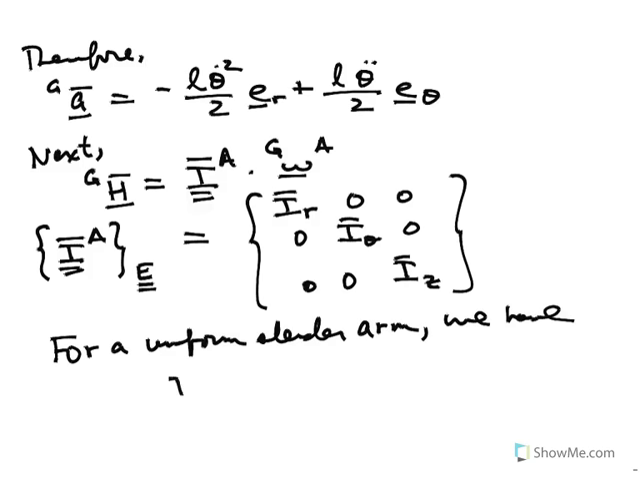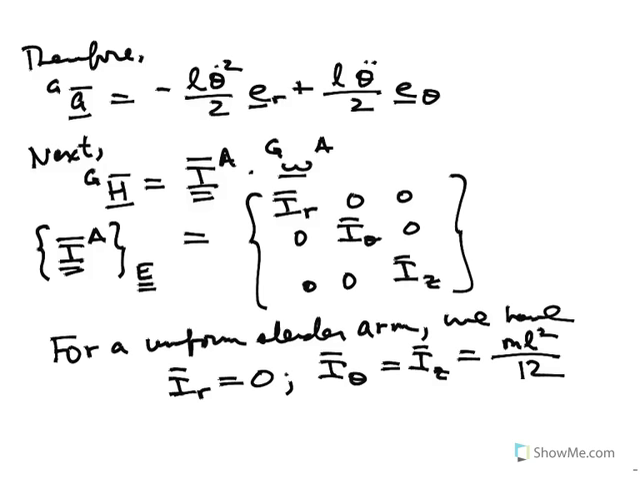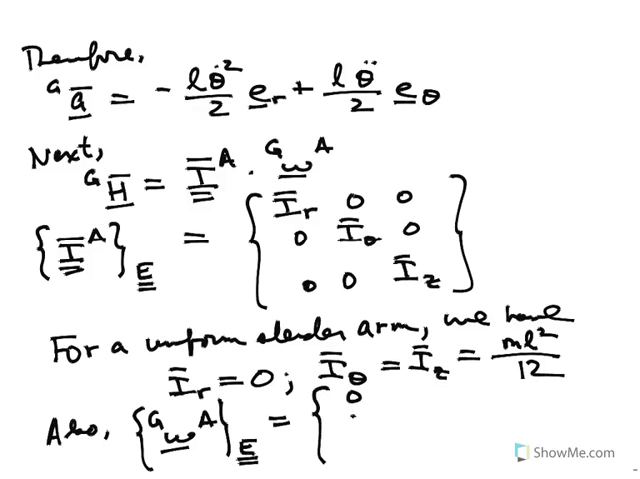We have the following: I_R bar is equal to 0, and I_theta bar is equal to I_Z bar, which is equal to ML squared over 12. That just comes from looking things up in a book. Also, we know that the angular velocity of the arm as viewed by an observer fixed to the ground, when expressed in this coordinate system defined by this principal axis basis E, is equal to 0, 0, theta dot.